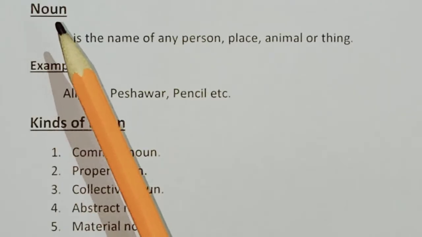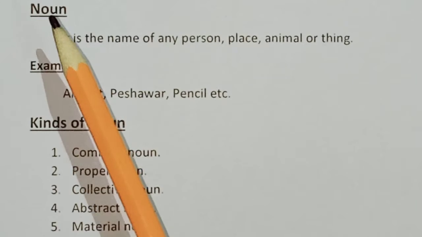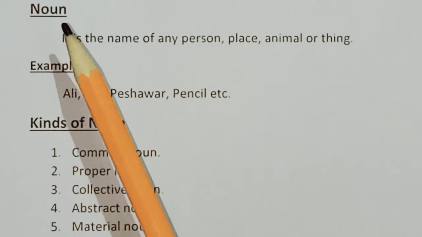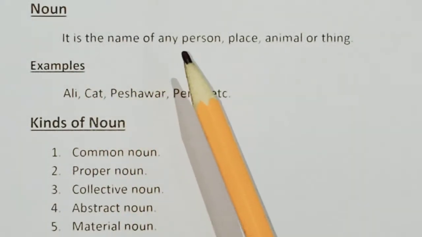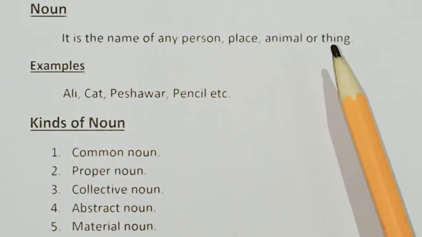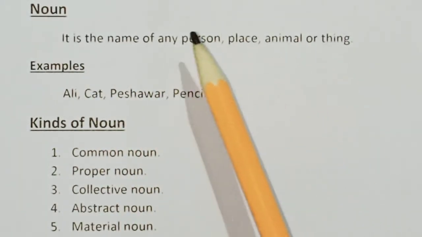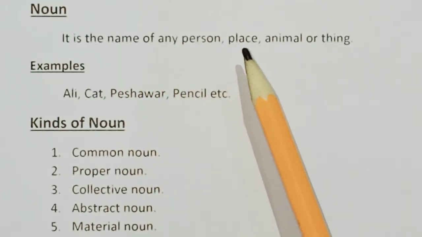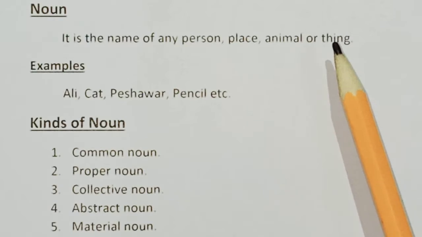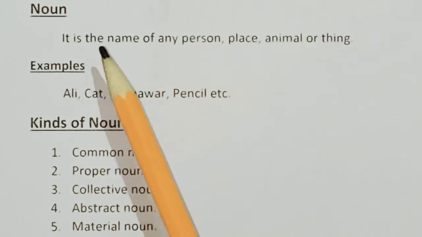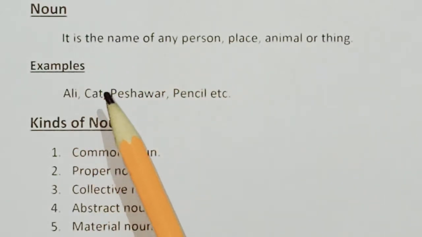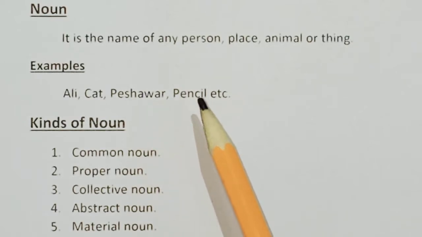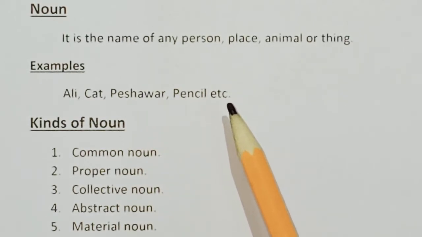After application, we'll be studying noun. Noun is basically a naming word. In Urdu, we call it ism. Or we can say it is the name of any person, place, animal or thing. Ism kisi shaks, kisi jagah, janwar ya kisi cheez ke naam ko kehte hain. For example, Ali, cat, Peshawar, pencil, etc.